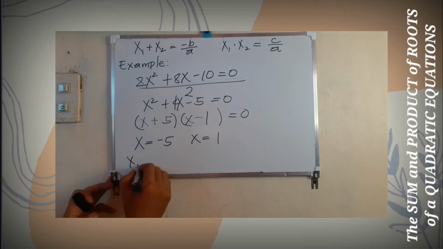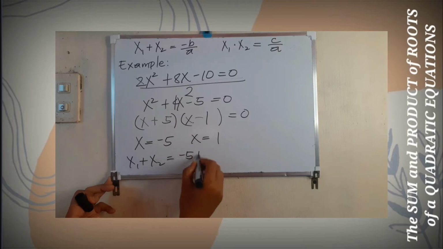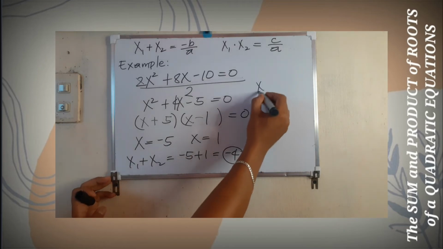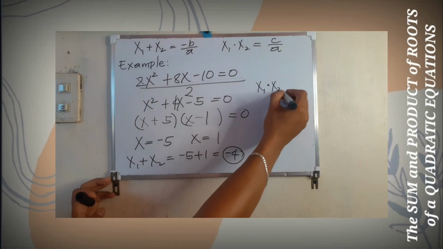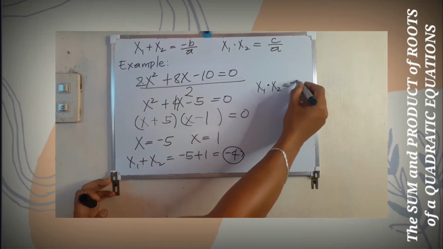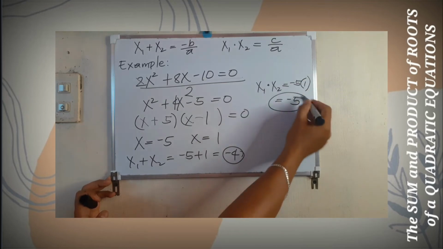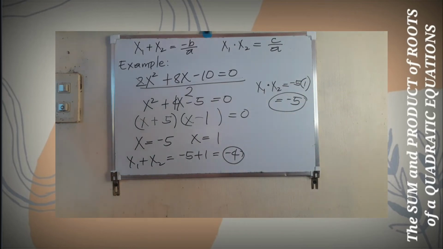Sum. X sub 1 plus X sub 2 equals negative 5 plus 1 equals negative 4. Product. Negative 5 times 1 equals negative 5. So therefore, our solution before is correct.